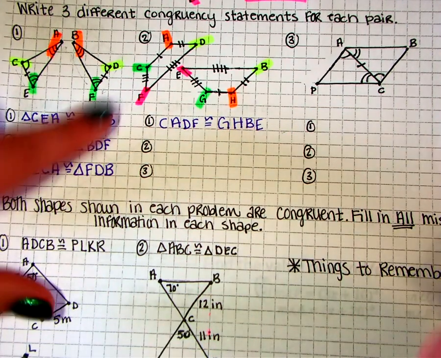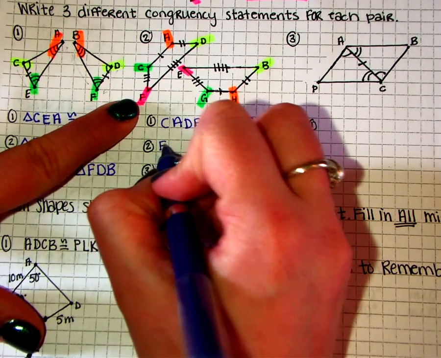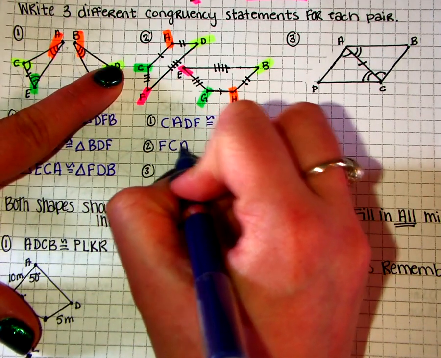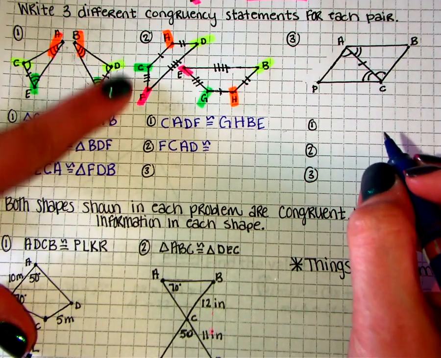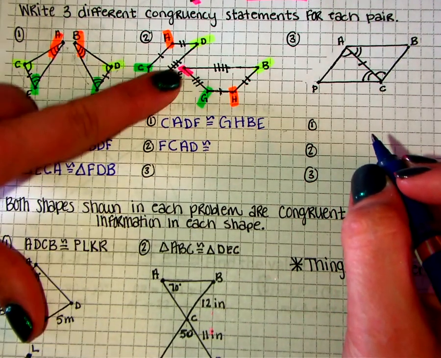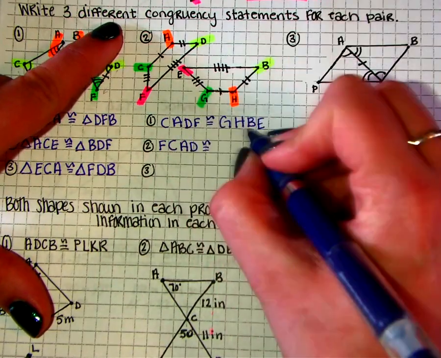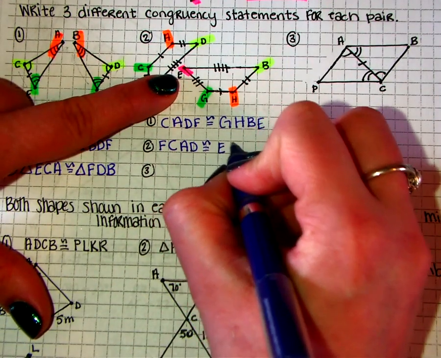Let's make another one. I'm going to start at F. FCAD is congruent to, so notice how I went F is pink to green, so I'm going to do pink to green and just follow in the pattern. EGHB.